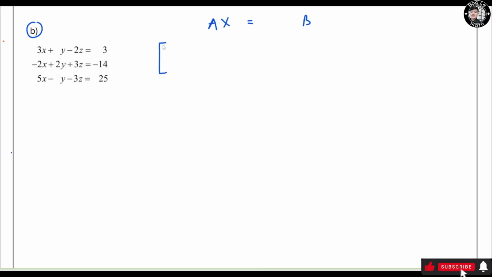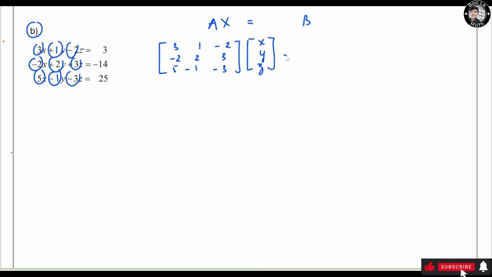Now A is 3, 1, and negative 2, negative 2, 2, and 3, and 5, negative 1, negative 3. And the variable matrix is X, Y, Z, equals the constant matrix 3, negative 14, and 25. So we need to find the inverse matrix of the matrix A. If you want to refresh how to find the inverse of a 3 by 3 matrix using two methods, check out the link in the description below. Now I'll just give you the answer. I'm going to leave this one for you to practice.